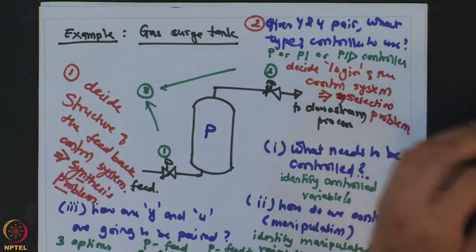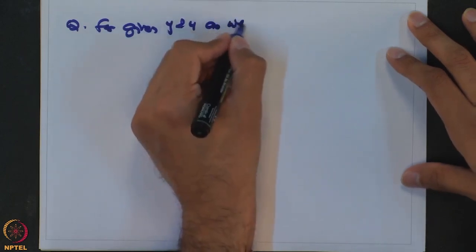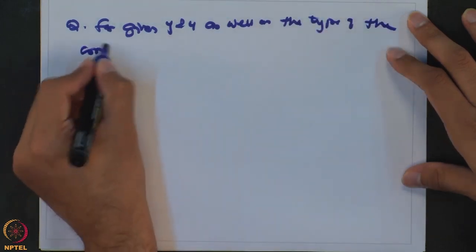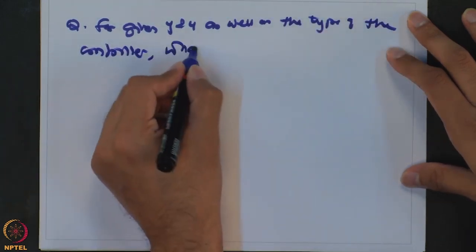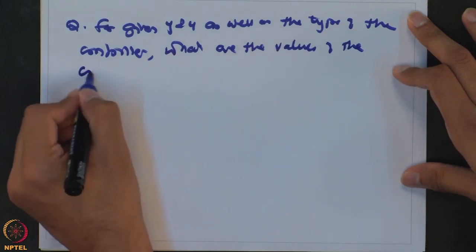And then lastly, once we have decided what the input and output are as well as the type of controller, the last task that remains is: for given y and u as well as the type of the controller, what are the values of the controller parameters?